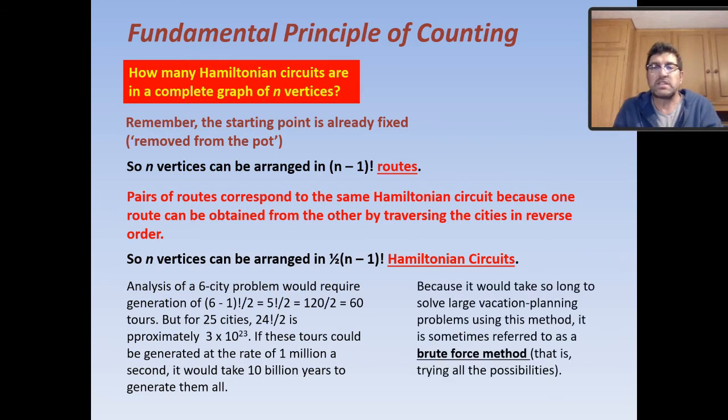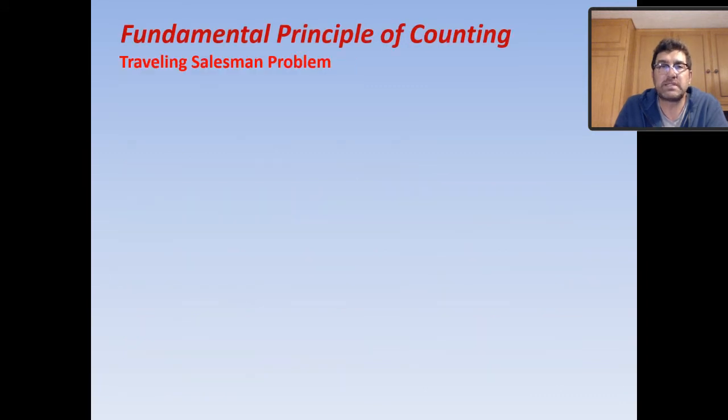So because it would take so long to solve large vacation planning problems, let's say you're going to Europe, you want to visit 12 cities. Can you imagine drawing a tree for that? Okay, it is sometimes referred to as a brute force method. That is trying all possibilities, the one we've just done. And we're trying to avoid the brute force possibilities.